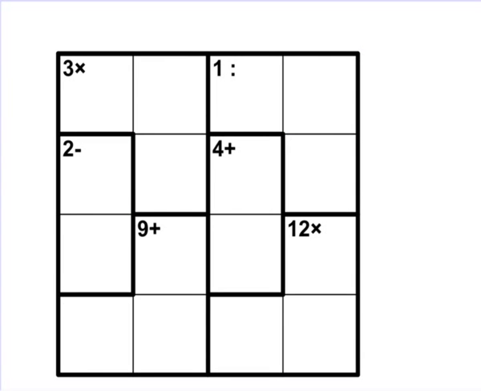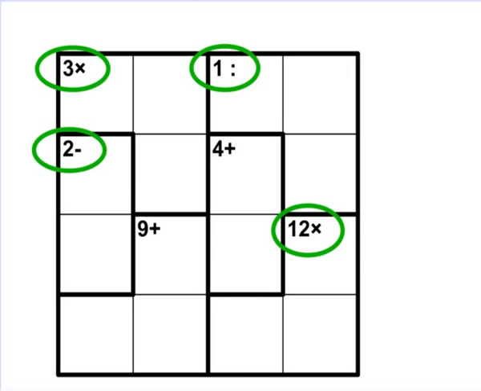Now the operation in a cage doesn't always have to be addition. It can also be subtraction, multiplication, or division. Here's an example of a more difficult 4x4 puzzle with all these operations. Here you see the new operations highlighted. Now let's solve this one as well.